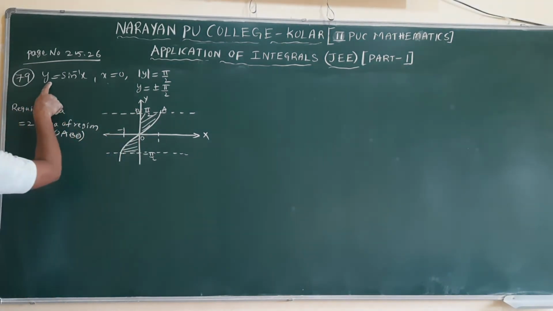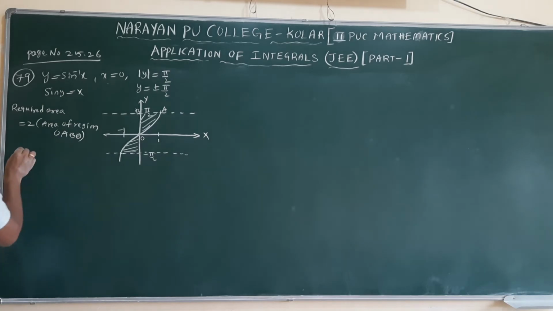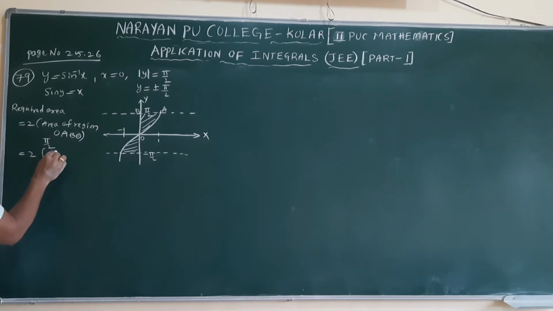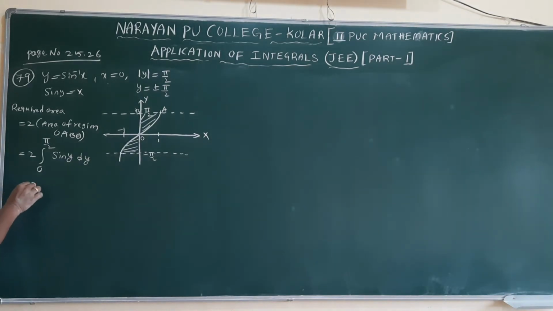That's why we need to change this curve in terms of y. Sending the sine to this side, what will we get? Sine y is equal to x. That's why 2 into the integral, for OABO the limits are 0 to pi by 2, both are y limits, with the curve changed in terms of y: sine y into dy. 2 into integral of sine y is minus cos y, from 0 to pi by 2.